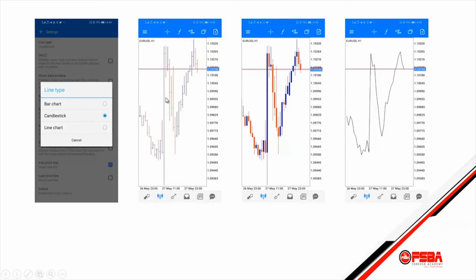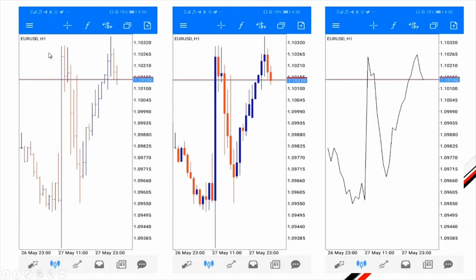So you can see here, this is bar chart. So you can see this is bar chart, this is candlestick chart, and this is line chart. So the candlestick chart is the most popular chart in the world. So 90% of the world traders trade using this candlestick chart.